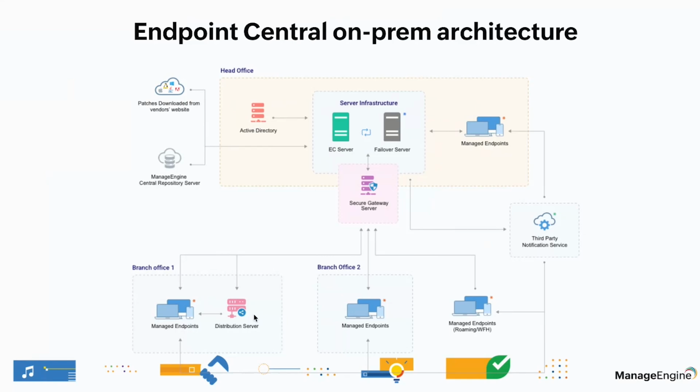Here we have another component, the distribution server. One of the purposes of the distribution server is to reduce or manage your bandwidth consumption at your remote site. With the distribution server, whatever software or patch you deploy, the distribution server will download and keep a copy locally. The agents in the same network will reach this distribution server and download from here. If the distribution server is not available, every agent will contact the EC server and download those respective patches individually, which could consume bandwidth at the remote site.